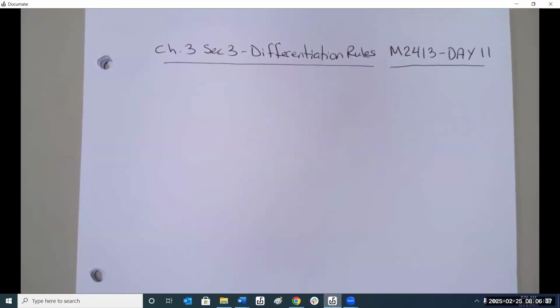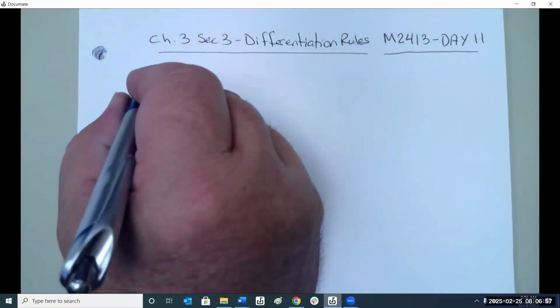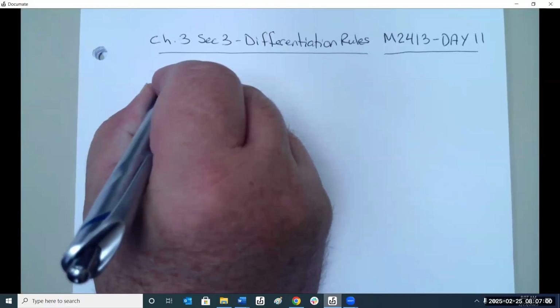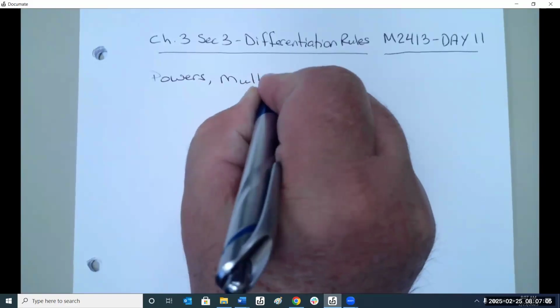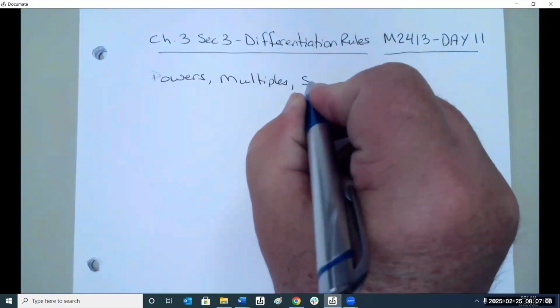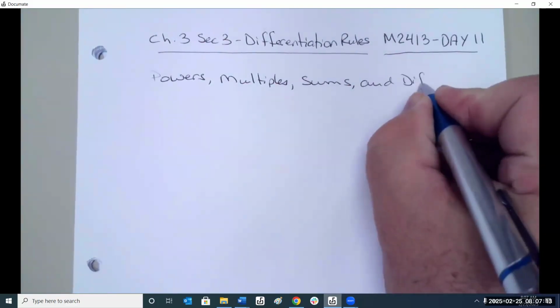Very good. Now we're going to look at all the different rules. If you think about it, the library of functions that we went through, each one of those has its own derivative, because any graph that exists has to have a derivative. So we're going to look at the powers, the multiples, the sums, and differences.